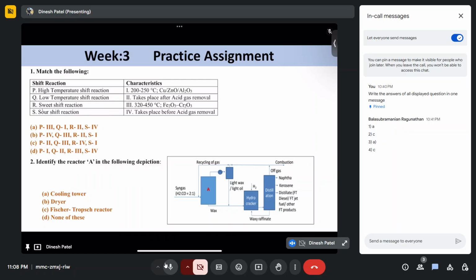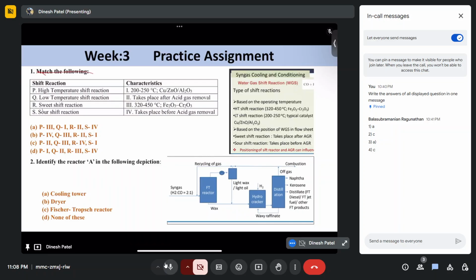So let's see the answer of this. As you can see here, you have to match the following. This is a water gas shift reaction. There are different types of shift reaction: high temperature and low temperature, which are based on the temperature, and others based on the position of the water gas shift in the flow, sour shift and sweet shift. So this is the high temperature shift reaction.